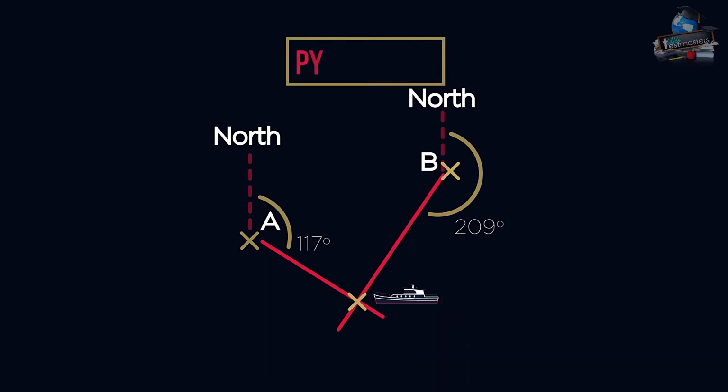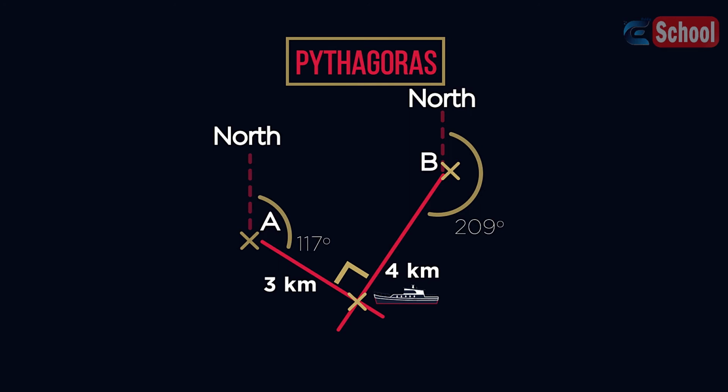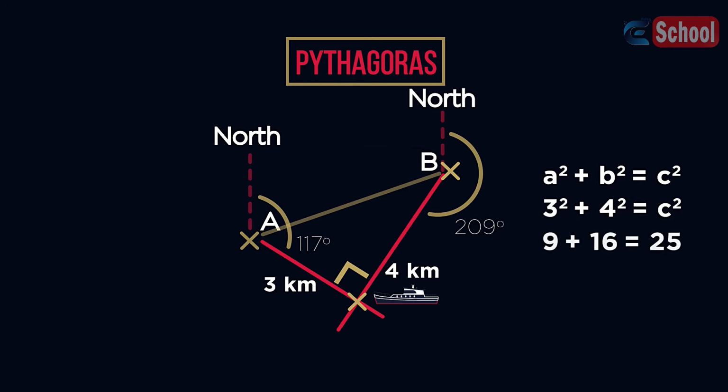We can also apply Pythagoras to this scenario. If we are told town A is 3 kilometers from the ship, B is 4 kilometers from the ship, and their bearings intersect perpendicularly, we can form a right angle triangle. Pause and see if you can figure out the length of AB. We can then use Pythagoras to determine the distance between the towns is 5 kilometers.